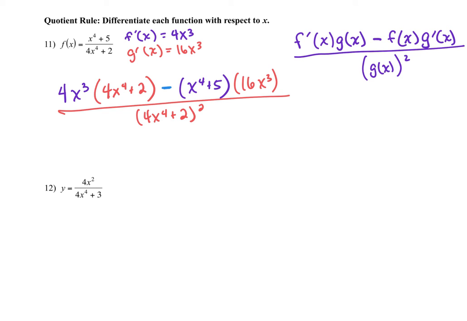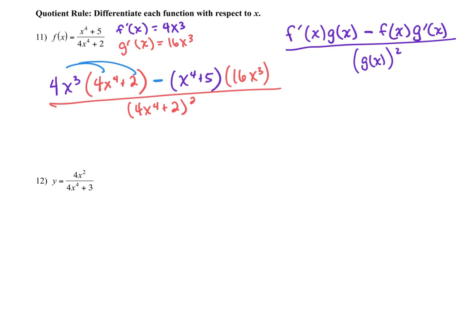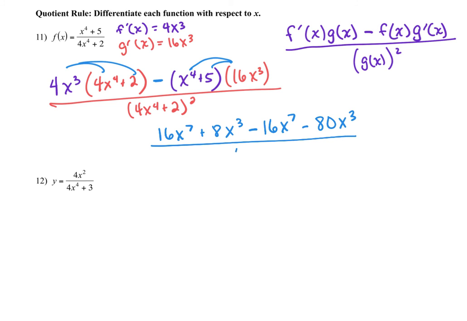Okay, so here you're distributing quite normally. And you end up with 16x to the 7th plus 8x cubed, but you are distributing a negative through to the second one. So it's minus 16x to the 7th minus 80x cubed. All right, and that's all over 4x to the fourth plus 2 quantity squared.